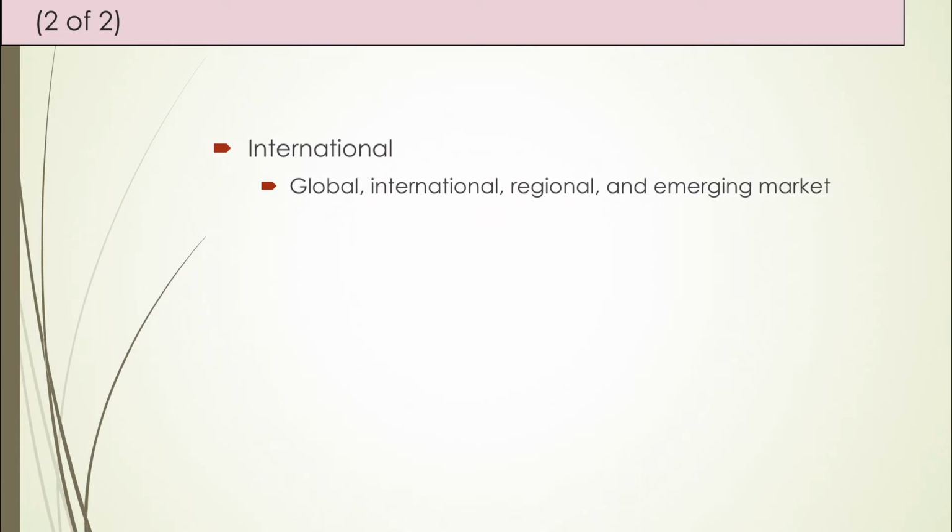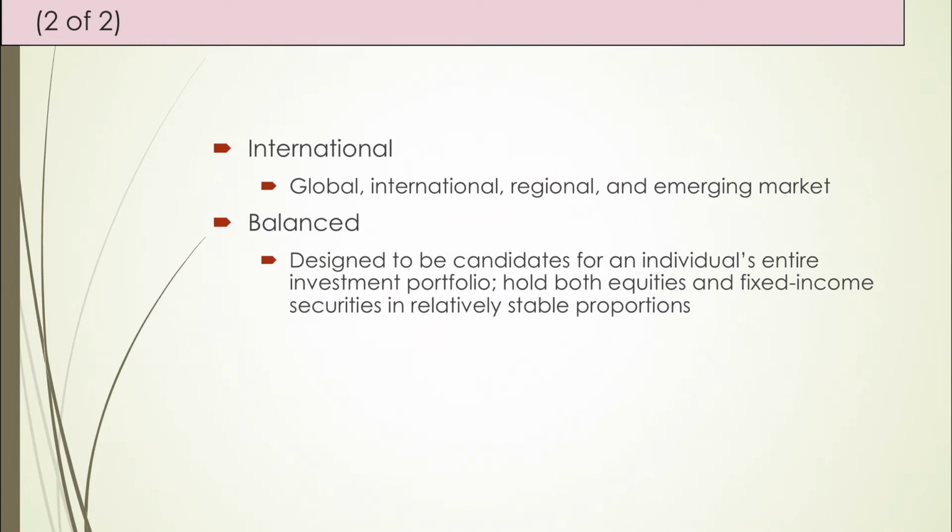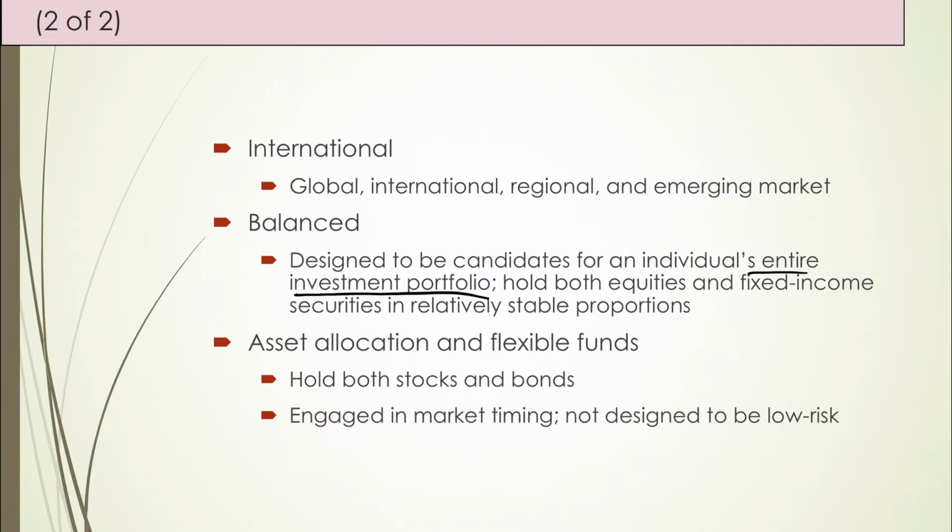We also have international funds, which focus on global, international, regional, so a particular part of the world, and emerging markets, which are simply your developing nations. We also have balanced funds, which are designed to be candidates for an individual's entire investment portfolio. So they hold both equities and fixed income securities in relatively stable proportions. You can have aggressive versus conservative balanced funds based on your life stage, and you can also have target date funds, which are based on how old you are and what your goals are, but these are balanced mutual funds investment policies. There are also asset allocation and flexible funds, which hold both stocks and bonds.